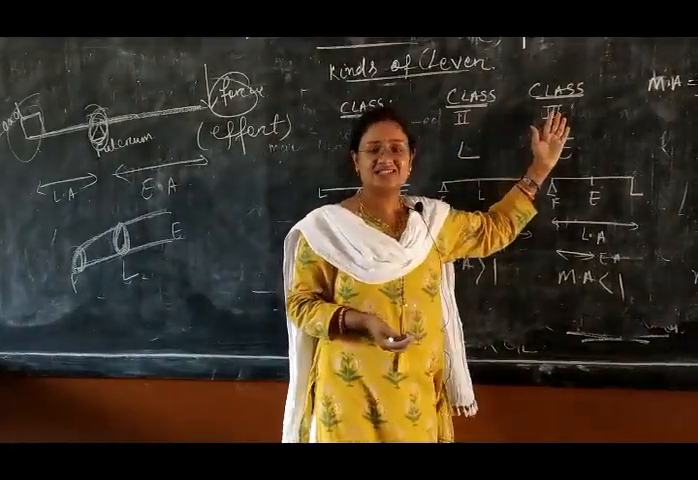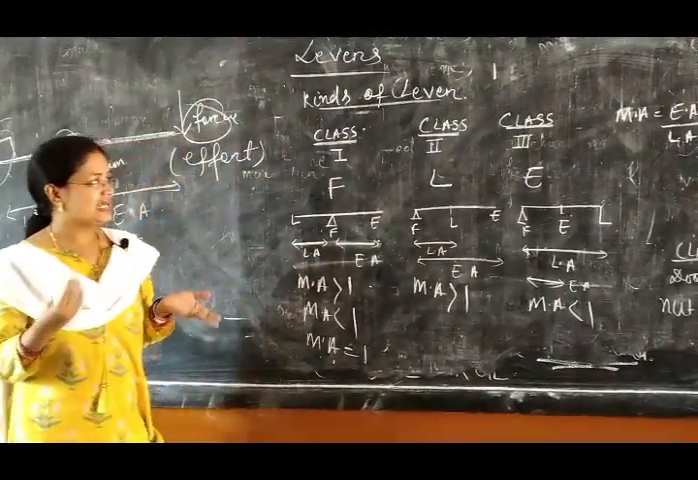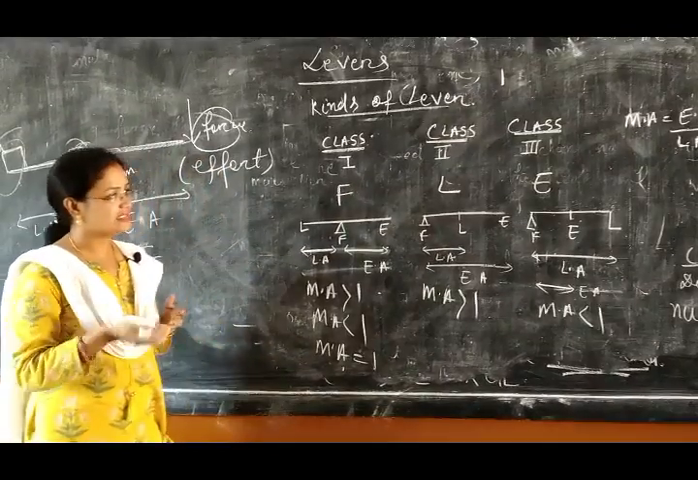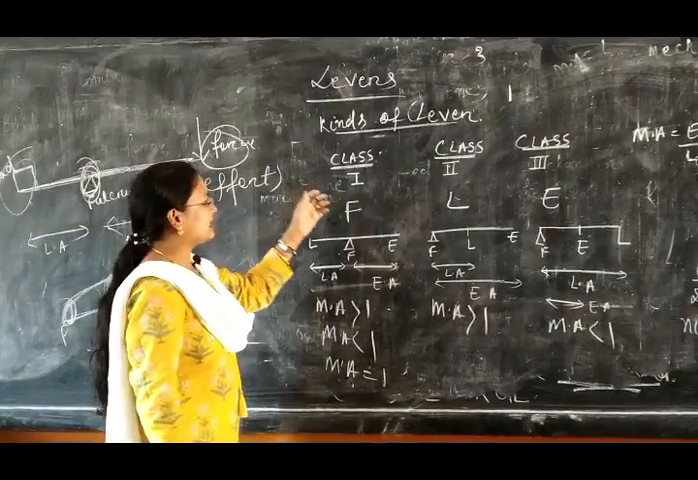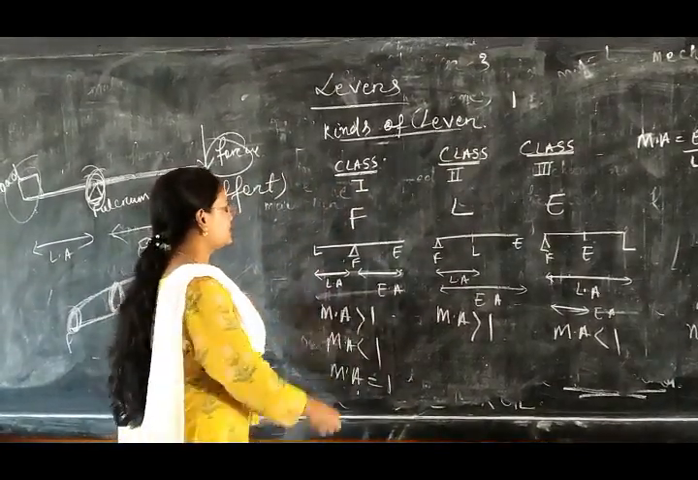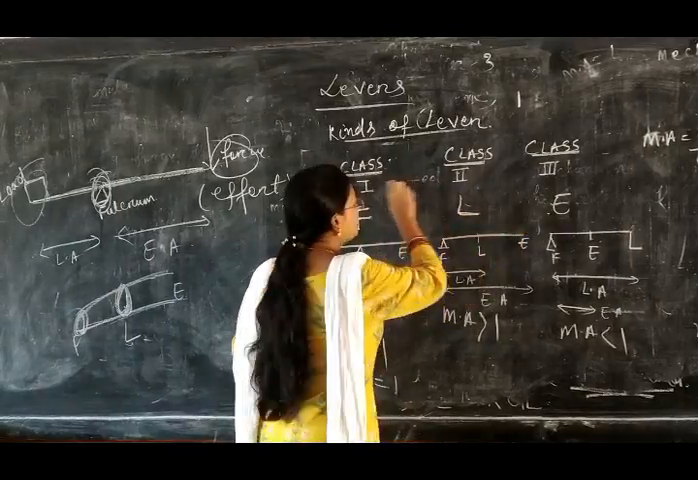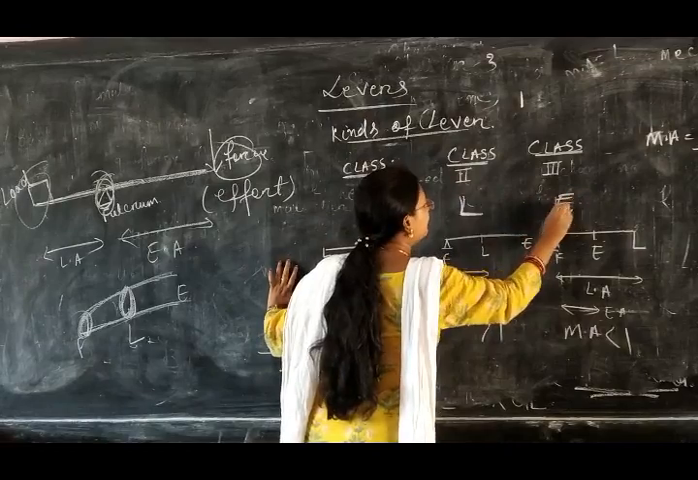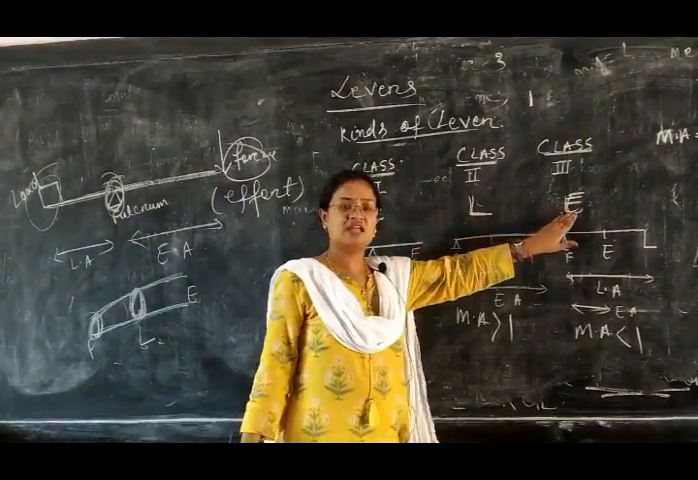There are three types of lever: class 1 lever, class 2 lever, and class 3 lever. How will we know class 1, class 2, and class 3? You have read these things in lower classes. One easy way to remember is to write F, L, E: F for fulcrum, L for load, and E for effort.